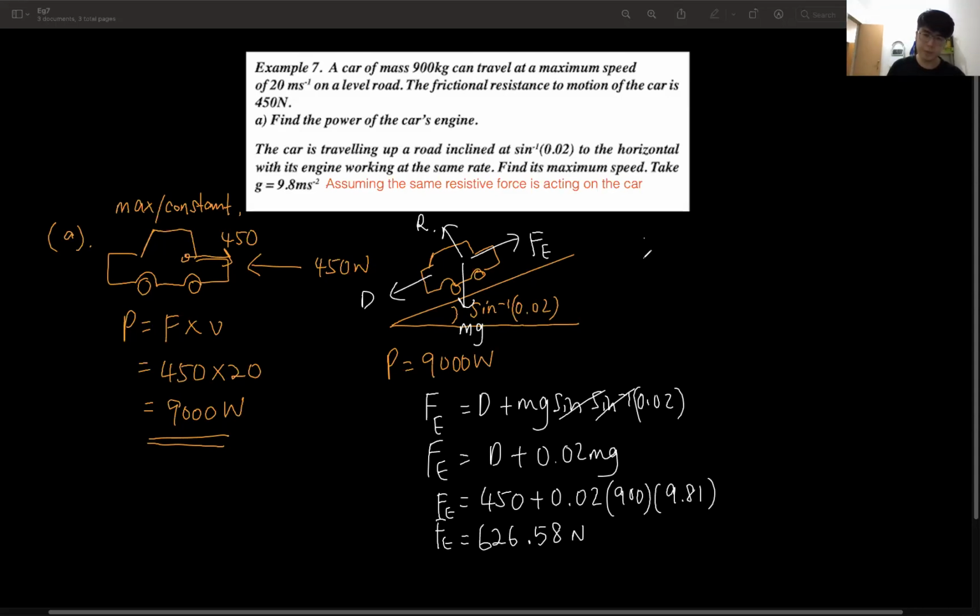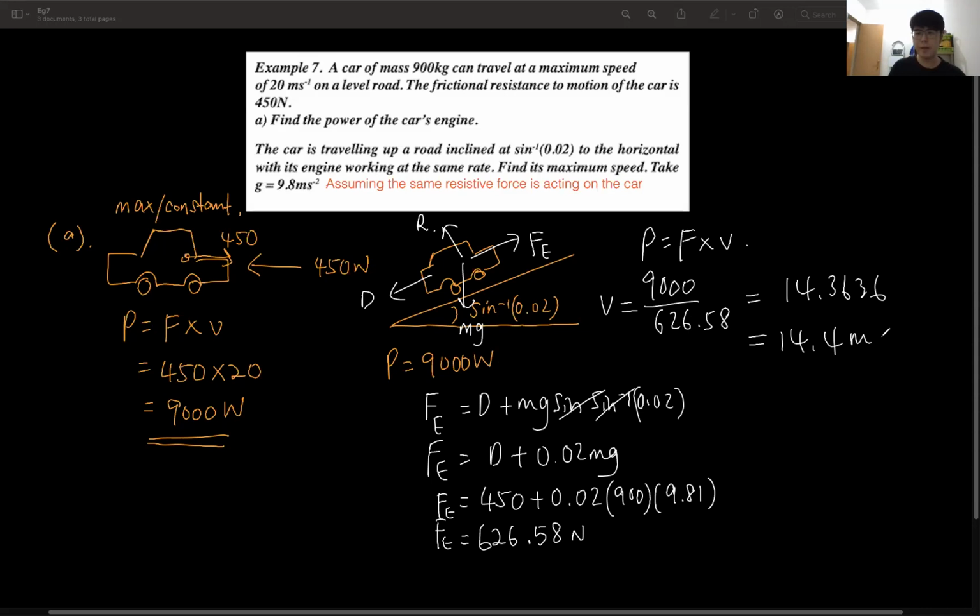Okay, so P equals F V. 9,000 divided by 626.58 is your maximum velocity. So 14.3636, you can approximate it as 14.4 m/s.